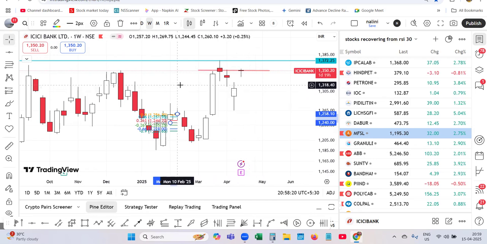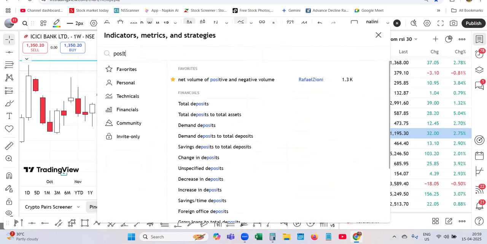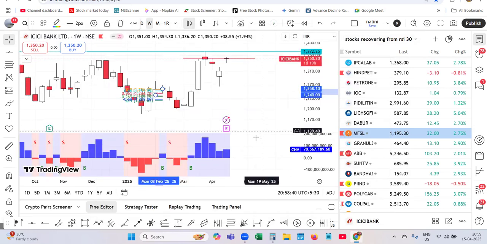For that, you can apply one more indicator that I have already shown you. That is positive net volume and negative volume. I'll apply it again and show it to you. Net volume of positive and negative volume is a very good indicator. I've already made a video about this net volume indicator. Using the net volume indicator, you can build a strategy. I've shown it to you.